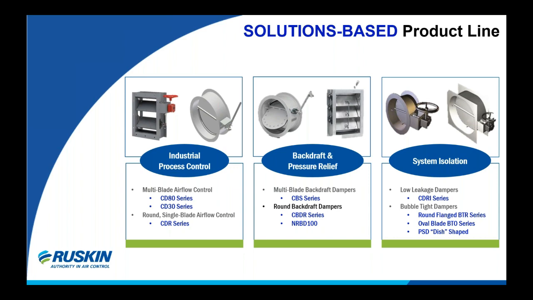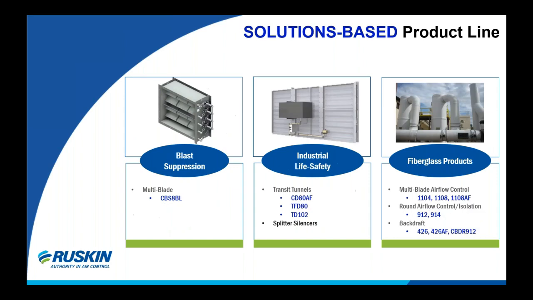Dampers for blast suppression, specifically a damper model CBSSBL. That's designed to react to and suppress the propagation of an elevated pressure event caused by typically dust cloud or vapor cloud explosions. And dampers for industrial life safety applications. Specifically, this means targeting installations in transit tunnels, used for introduction of natural ventilation and diluting carbon monoxide in the tunnels, for isolating the fans which force airflow into and out of the tunnel, and for emergency fire and smoke control in the event of a tunnel fire.